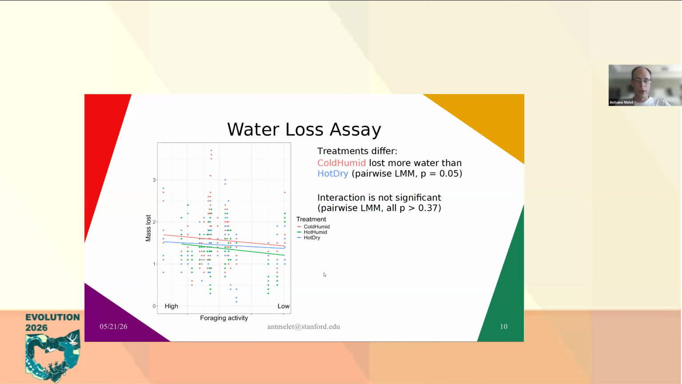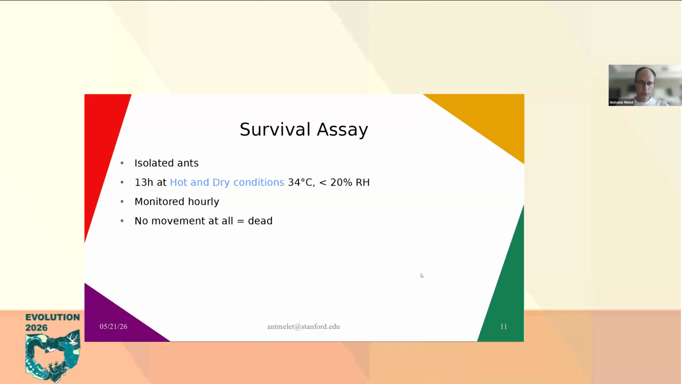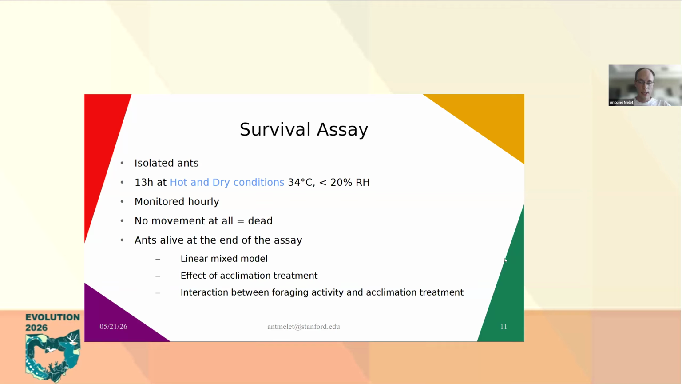And that leads to the last part, the survival assay, during which we isolated ants, and they were exposed for up to 13 hours to the hot and dry conditions. We monitored the ants every hour, and if one ant did not move at all, it was recorded as dead. And the number of ants alive was used for the statistical test.